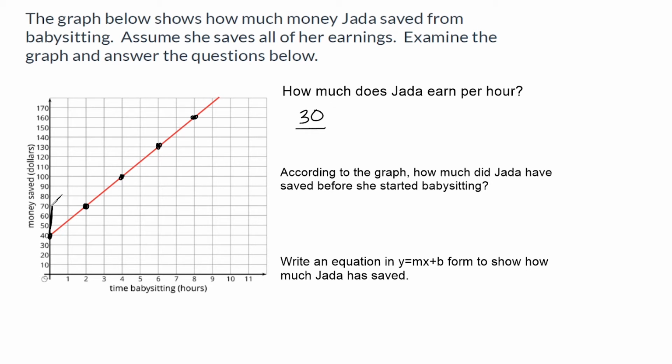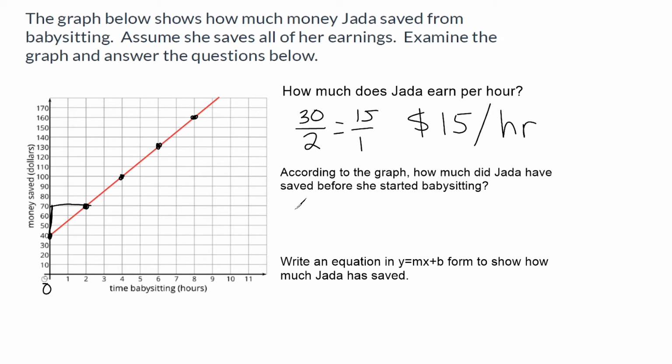And then if we go to the right, we can see that that is over a course of 2 hours. So the denominator is 2. So what we have to do is simplify this rate here, and that would be equal to 15 over 1. So we would say that Jada earns $15 per hour. All right.